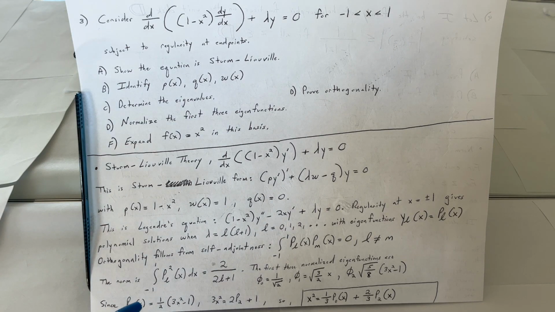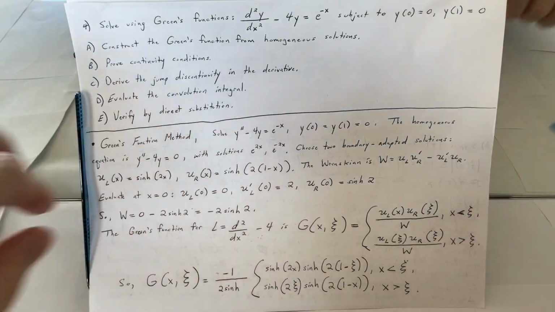Since P sub 2 of x equals 1/2 quantity 3x squared minus 1, 3x squared is going to equal 2 P sub 2 plus 1. So we wind up with x squared equal to 1/3 P naught of x plus 2/3 P sub 2 of x. So that's number 3. Moving on now to number 4.